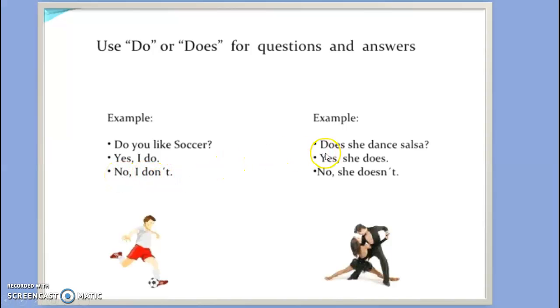Let's see examples with that. Does she dance salsa? The answers can be yes, she does in the affirmative, or no, she doesn't in the negative way.